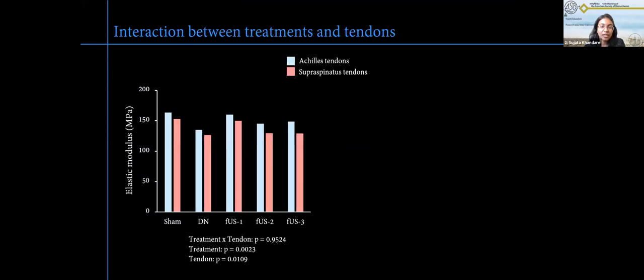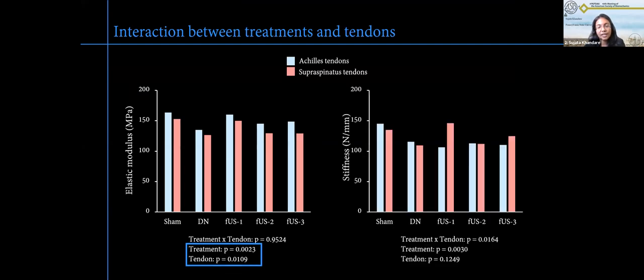For elastic modulus, there was no significant interaction between the treatments and tendons, but main effects of treatment and tendon were observed. For stiffness, a significant interaction between treatments and tendons and a main effect of treatments were observed.